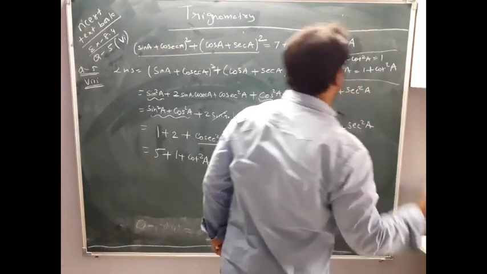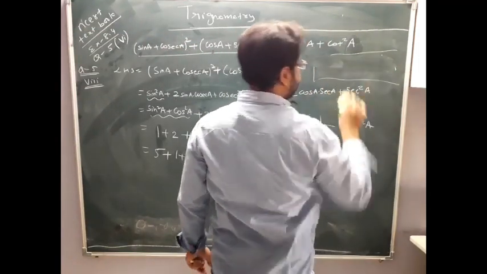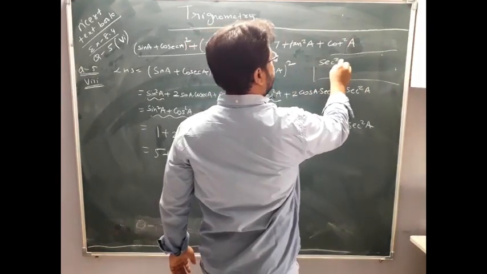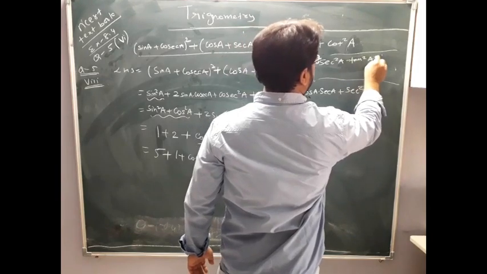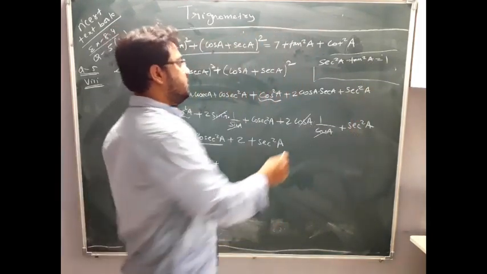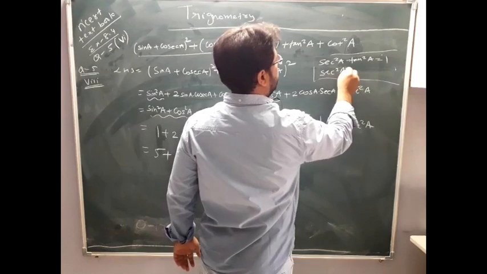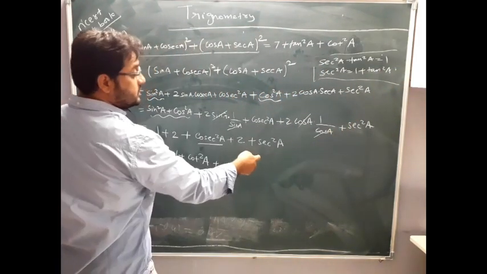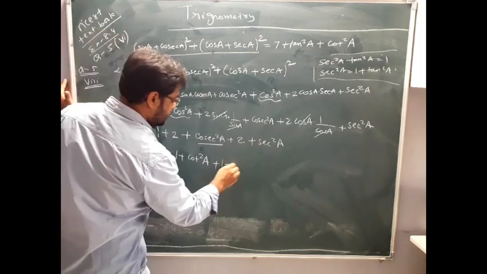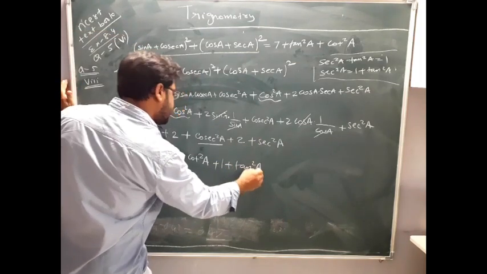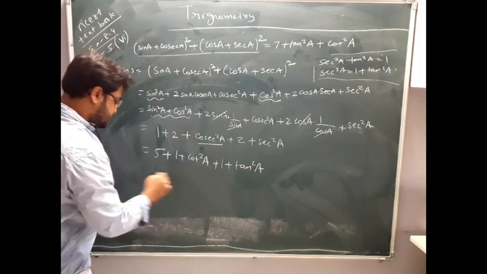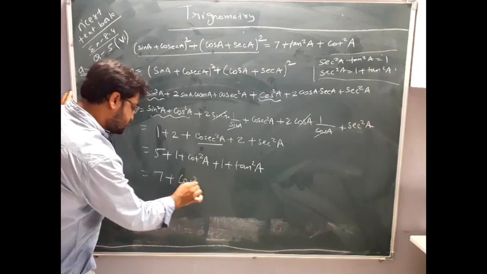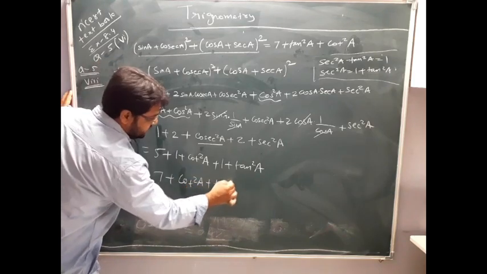So how to write sec square A here? So we know sec square A minus tan square A equals 1, and so sec square A equals 1 plus tan square A. So I will separate this sec square in terms of tan square A. So 1 plus 5 plus 1 is 6, plus 1 is 7. 7 plus cot square A plus tan square A.